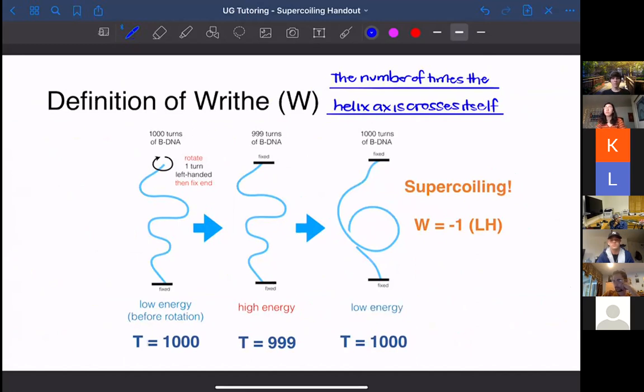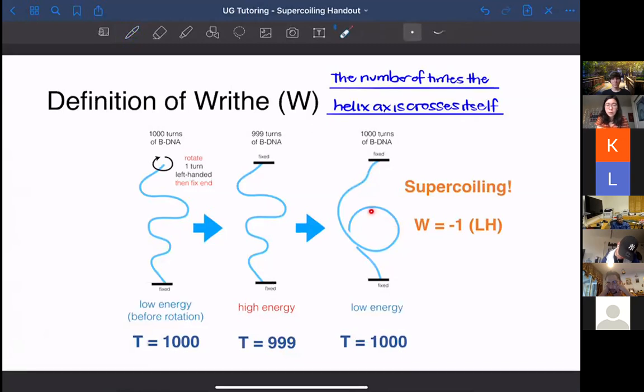So if you had, in this picture, one end fixed and the original twist is 1,000, if you rotate it left-handed, you reduce your twist by 1, but because of the base stacking, it wants to restore the twist back to 1,000 to be its most energetically favorable state. If the twist goes back up to 1,000, writhe, which is originally 0, has to decrease by 1. So that's what supercoiling is.